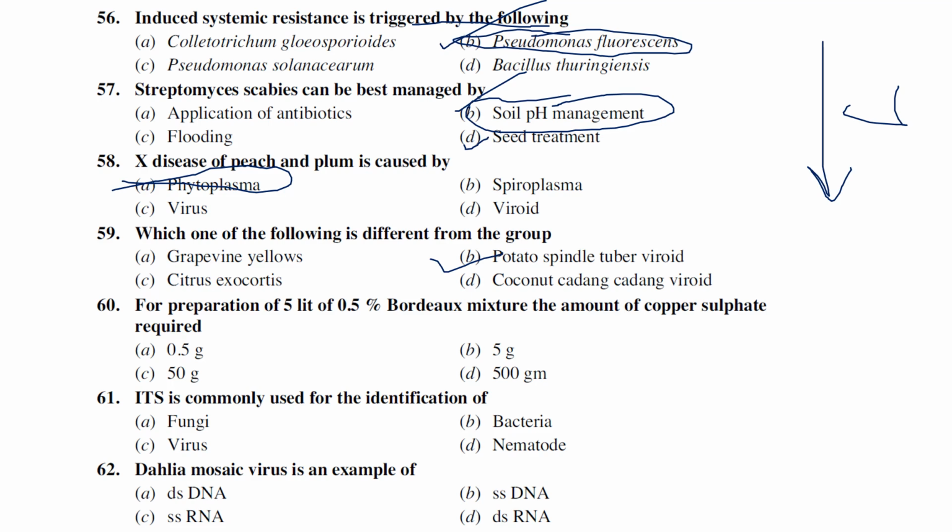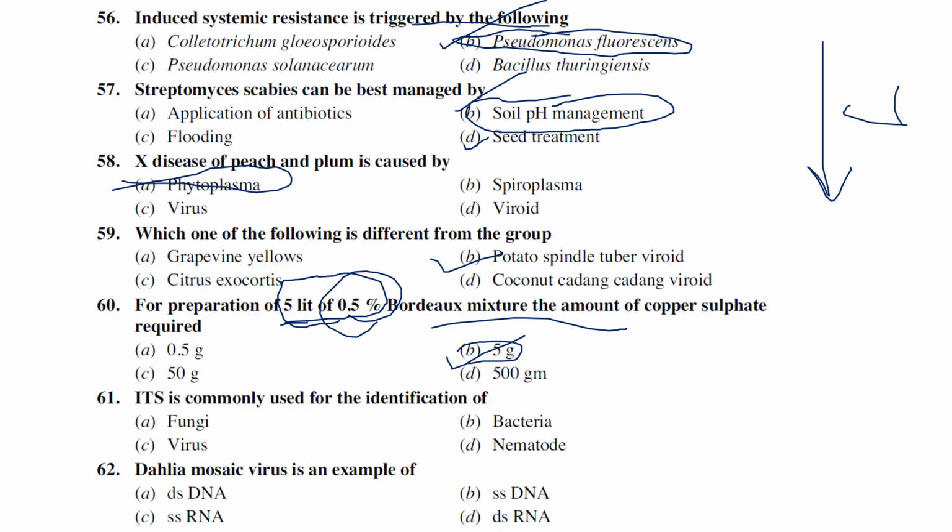For the preparation of 5 liters of 0.5% Bordeaux mixture, the amount of copper sulfate required is very simple, 5 grams. There are fungicide calculations like this, and it will take time to explain all the fungicide calculations. So for the preparation of 5 liters of 0.5% Bordeaux mixture, the amount of copper sulfate required is 5 grams.